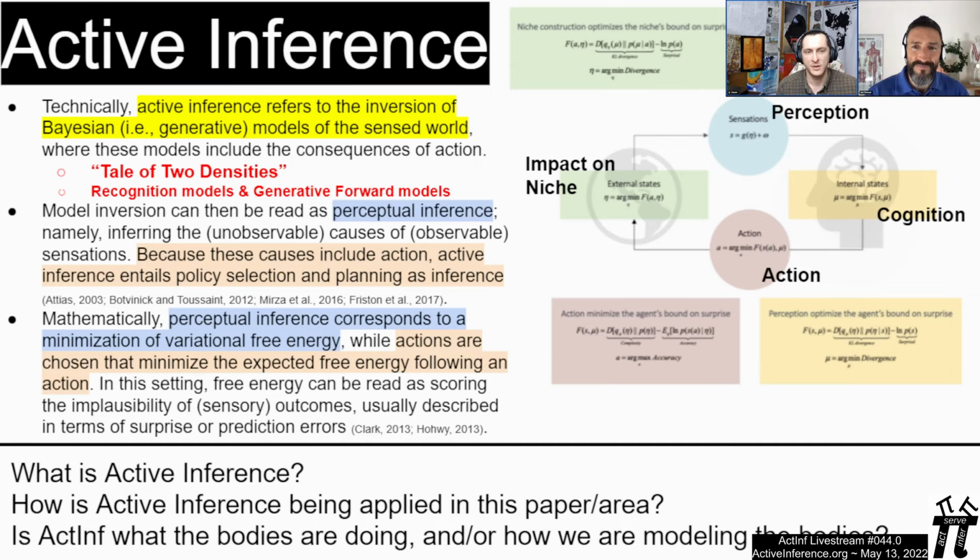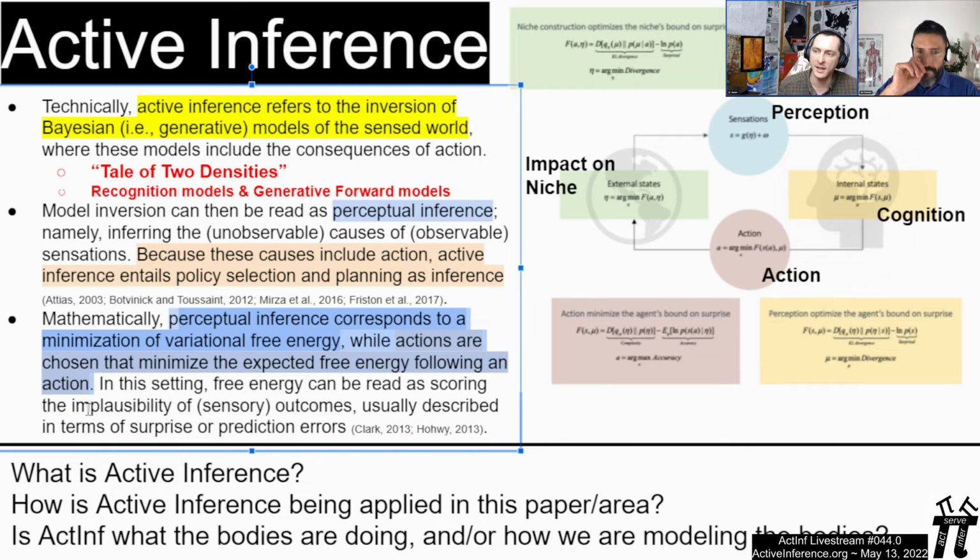A little bit more on active inference, which we'll hopefully unpack more in the dot one and two. The authors write about active inference referring to the inversion of Bayesian generative models of the sensed world. So we can talk more about the recognition model and the generative model. And then in their unpacking of active inference, they also explore the ways in which perception and action are both in the common game of reducing surprise, reducing expected free energy. So lots to talk about, but the big questions are pretty much as always: what is active inference, and how is active inference being applied in this paper?